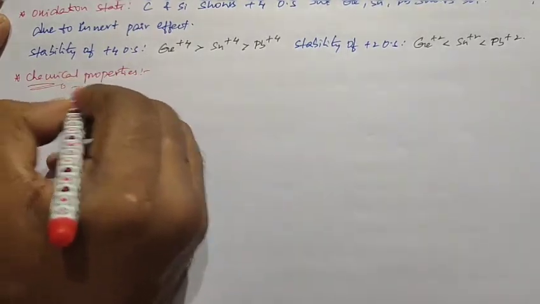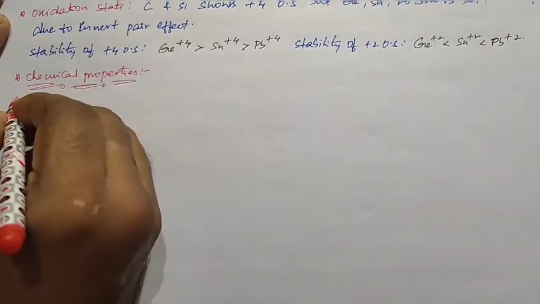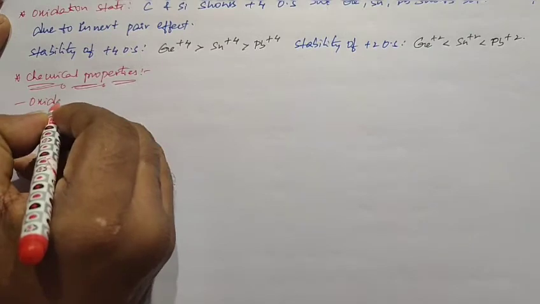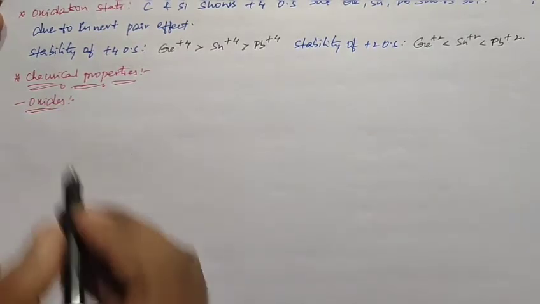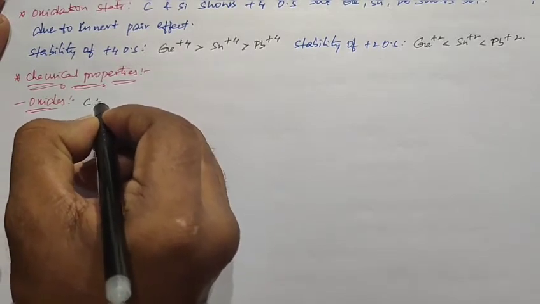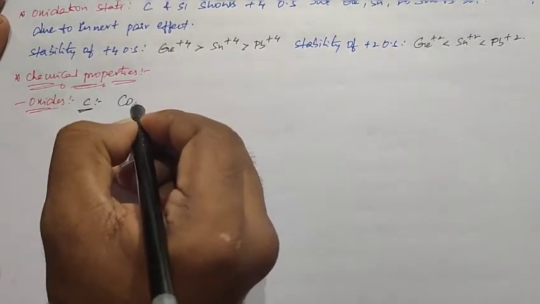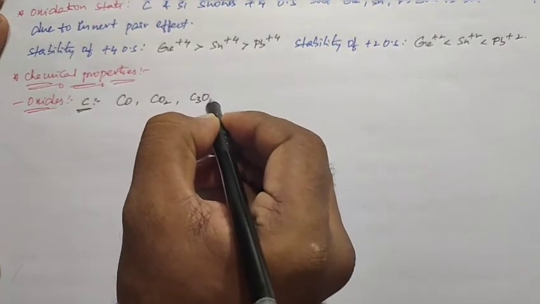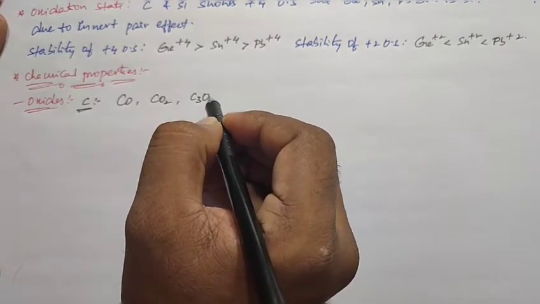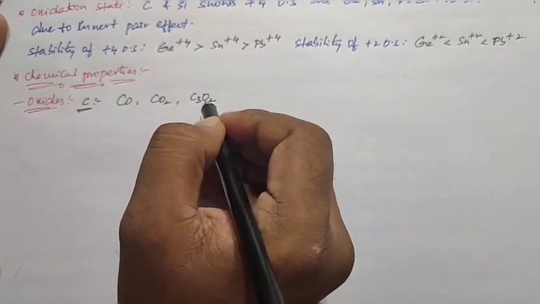So, chemical properties of group 14 elements. In that, first we are discussing oxides. Group 14 elements can form various oxides; we will discuss them one by one. Carbon can form 3 types of oxides: carbon monoxide, carbon dioxide, and C3O2, a special type of oxide we call carbon suboxide.